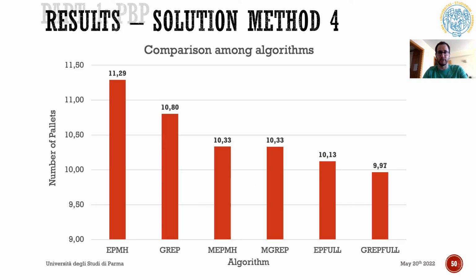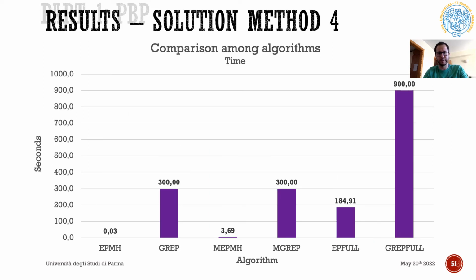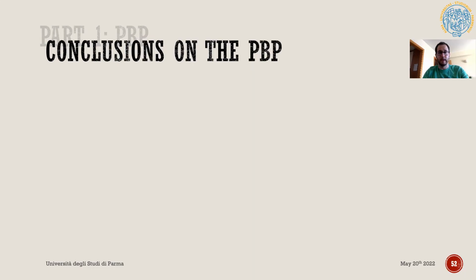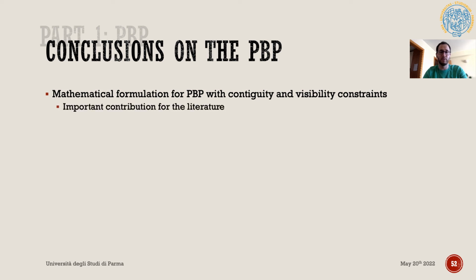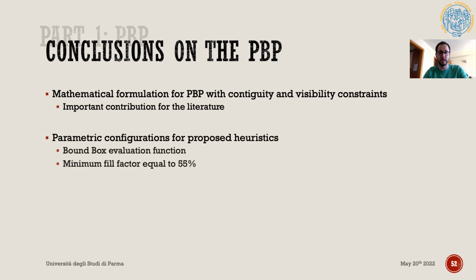I present the last result for the PPP comparison for the number of pallets. In this case, GraphFull outperformed all other algorithms. When it comes to time consumption, GraphFull is the most time consuming, however, this increase is worth it. I show some conclusions for this first part. First, the mathematical formulation proposed is an important contribution for the literature. Considering parametric configuration for heuristics, the most important are the bounding box as evaluation function, as well as lower fill factor to improve the quality of the solution.